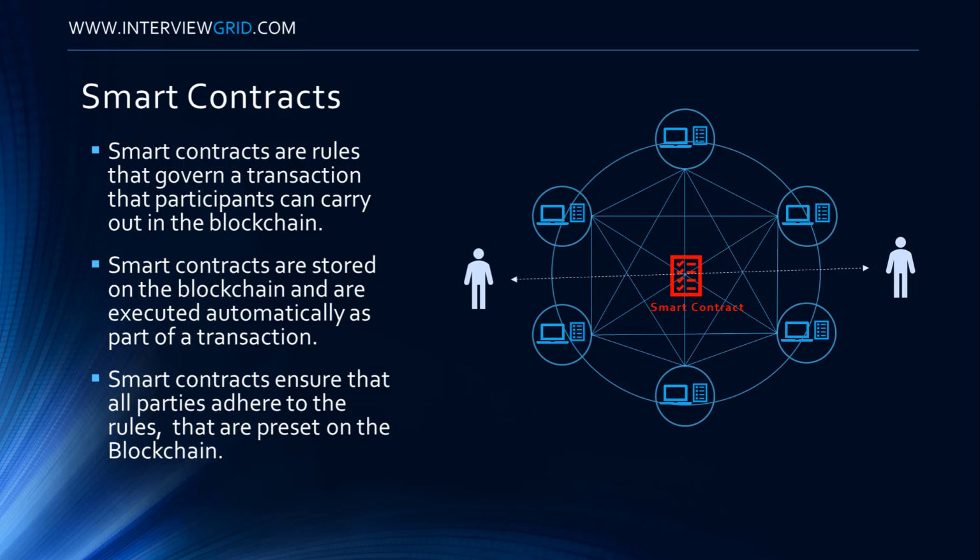Transactions in blockchain are based on smart contracts. Smart contracts are rules that govern a transaction that participants can carry out in the blockchain. Smart contracts are stored on the blockchain and are executed automatically as part of a transaction. Smart contracts ensure that all parties adhere to the rules that are preset on the blockchain.